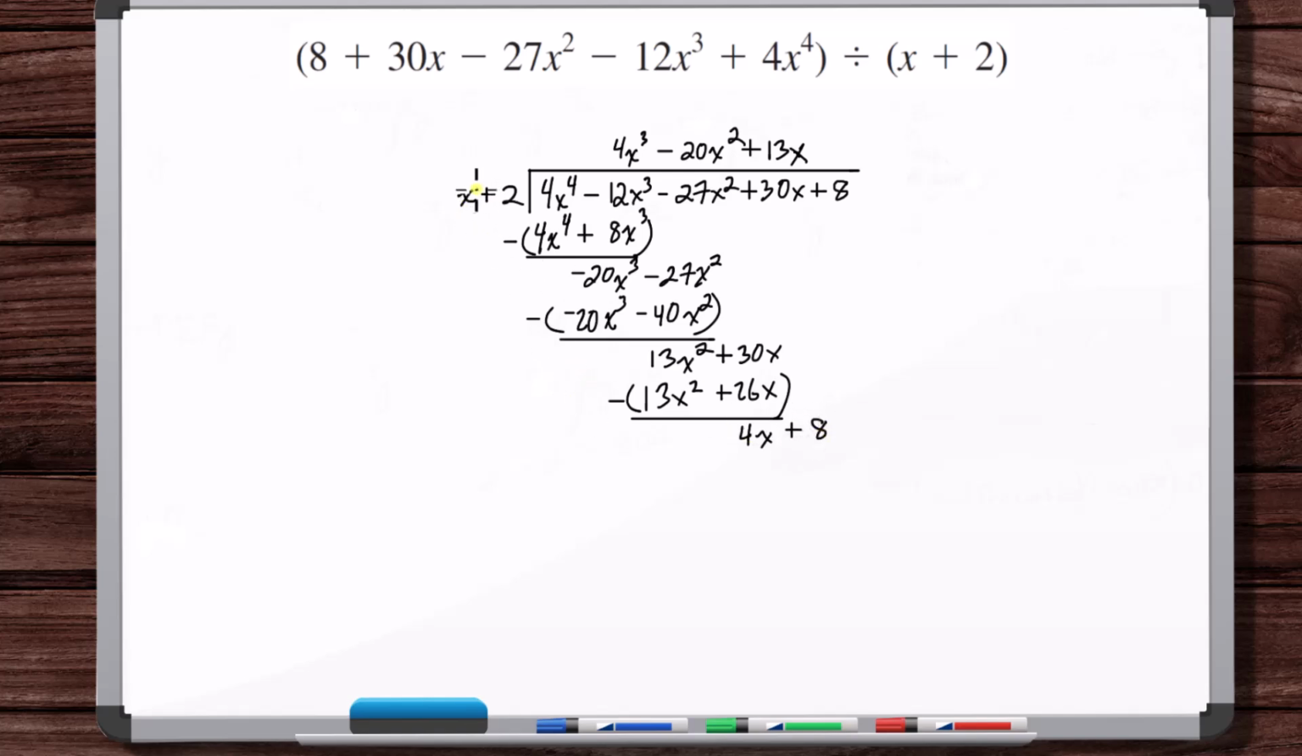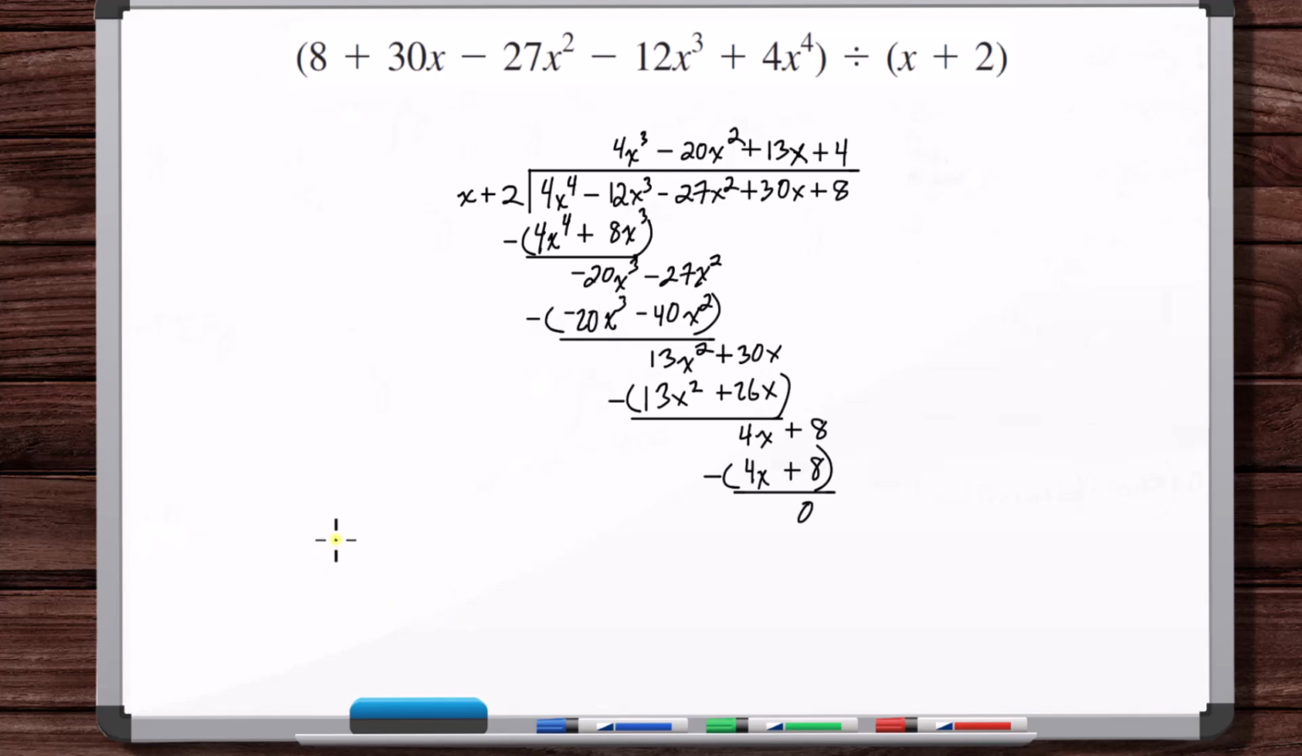The orders are still the same. The order of this is not less than this. So 4x divided by x is 4. Multiply by the divisor: plus 8. Subtract these two. The remainder is 0. So x plus 2 is a factor of this. But we're not talking about the remainder and factor theorems right now. We're just doing the division.